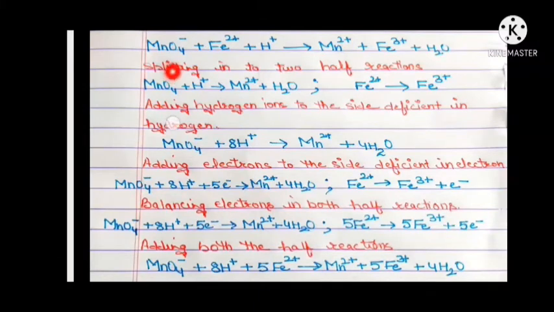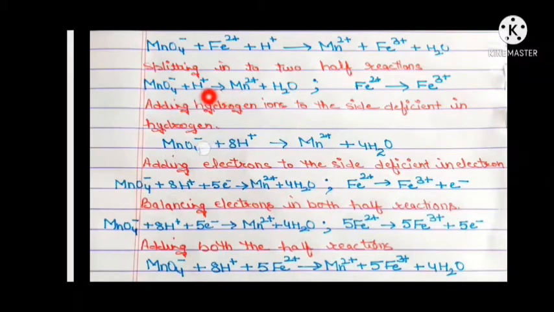The reaction is MnO4- plus Fe2+ plus H+ gives us Mn2+ plus Fe3+ plus H2O. Now let's recall the steps which we have discussed. In the first step, we have to write the equation in ionic form, and it is already given in ionic form. Next is splitting into two half reactions. So we have split this reaction into two half reactions.